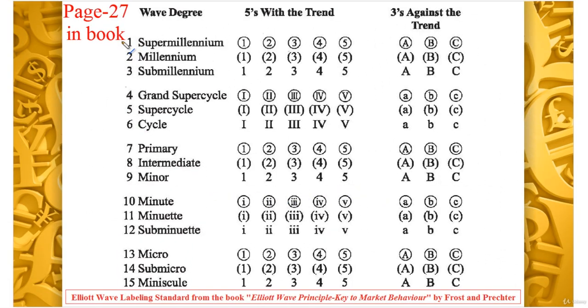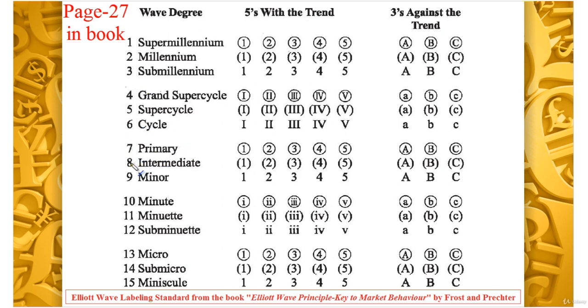So we have, as mentioned in the Elliott Wave Principle book, the first degree is the supermillennium degree, right? The trends are based on the decades of moves. The next is millennium. The next is submillennium, right? These are big trends, mega trends. Then we have grand supercycle, supercycle, and cycle. The years of trends.